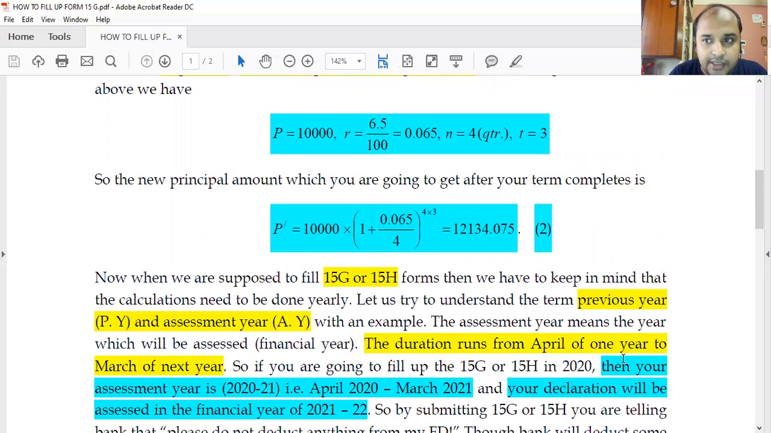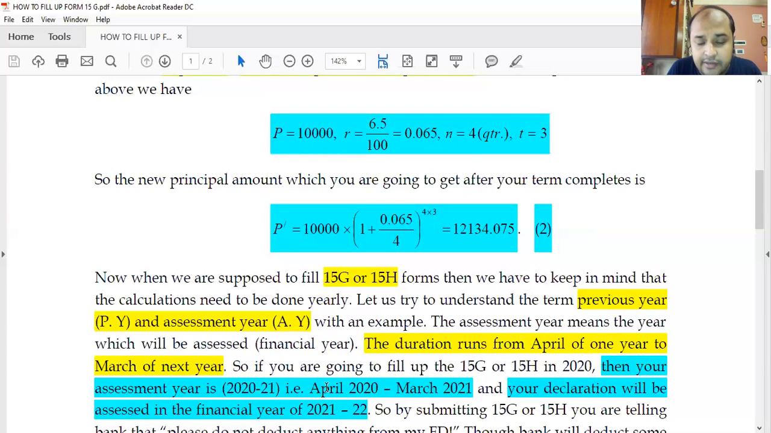Okay, so to proceed further, I have to clarify what the previous year, which is often mentioned as PY in the 15G and 15H form, is, and what the assessment year is. Suppose this year you are going to submit the 15H or 15G form to the bank. In this respect, your financial year will be 2020-21. So it starts from April 2020 to March 2021.